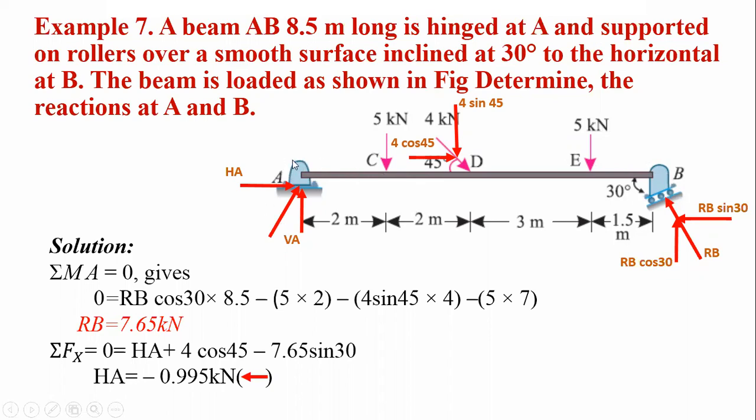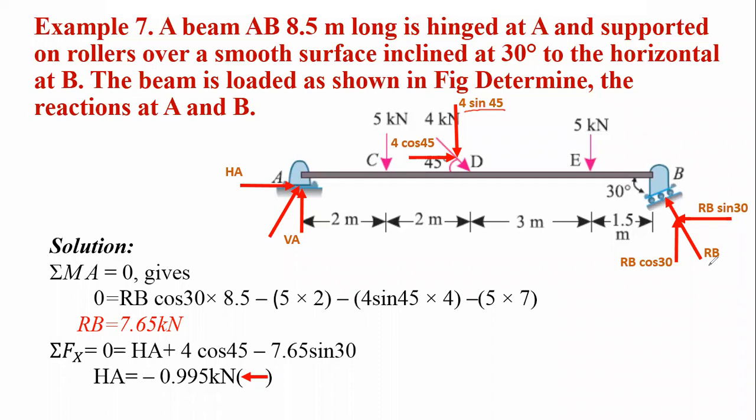The property of the roller support and hinge support, as we know, is that the hinge support is subjected to two reactive components, horizontal and vertical. Similarly, this roller support has only one component, which is always normal to the support. That's why, as you see over here, one inclined load is provided. It means that we have to resolve this force into vertical as well as horizontal components. And here it is making an angle of 45 degree. That's why this component will be 4 cos 45 and this component is 4 sin 45.